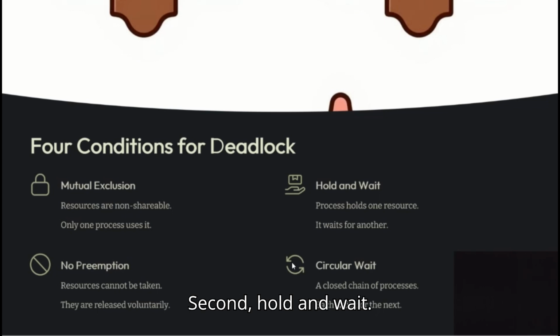Second, hold and wait. One process needs two resources. That process gets the first resource. Now it's going to wait for the second resource. Until then, it's going to hold the first resource which it already has.